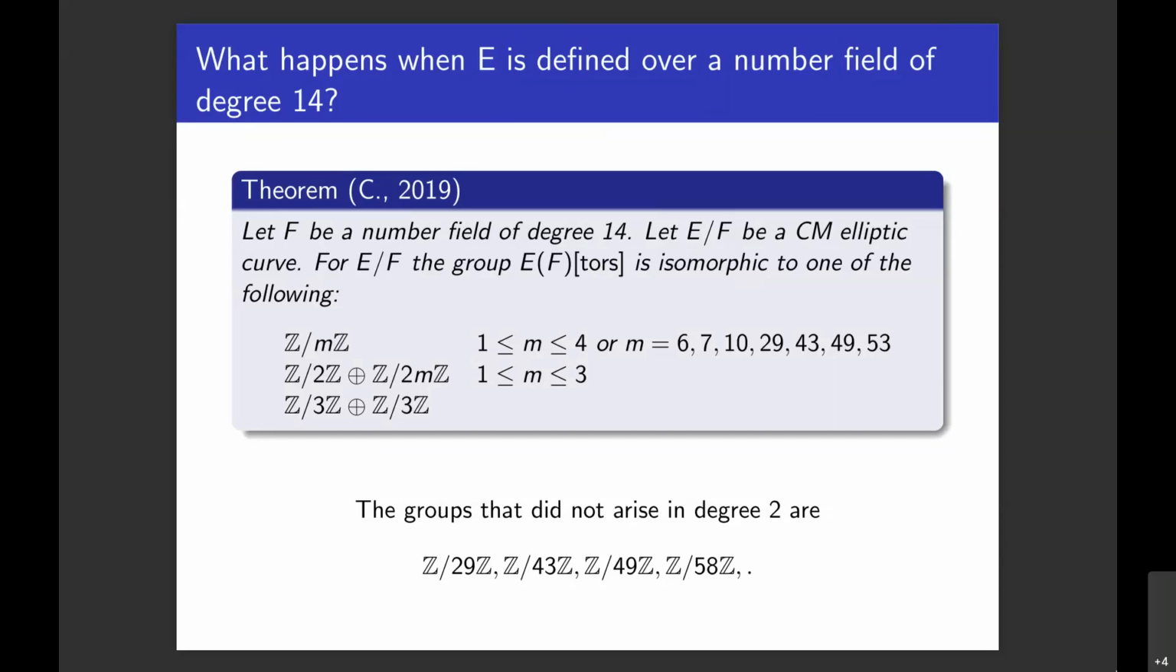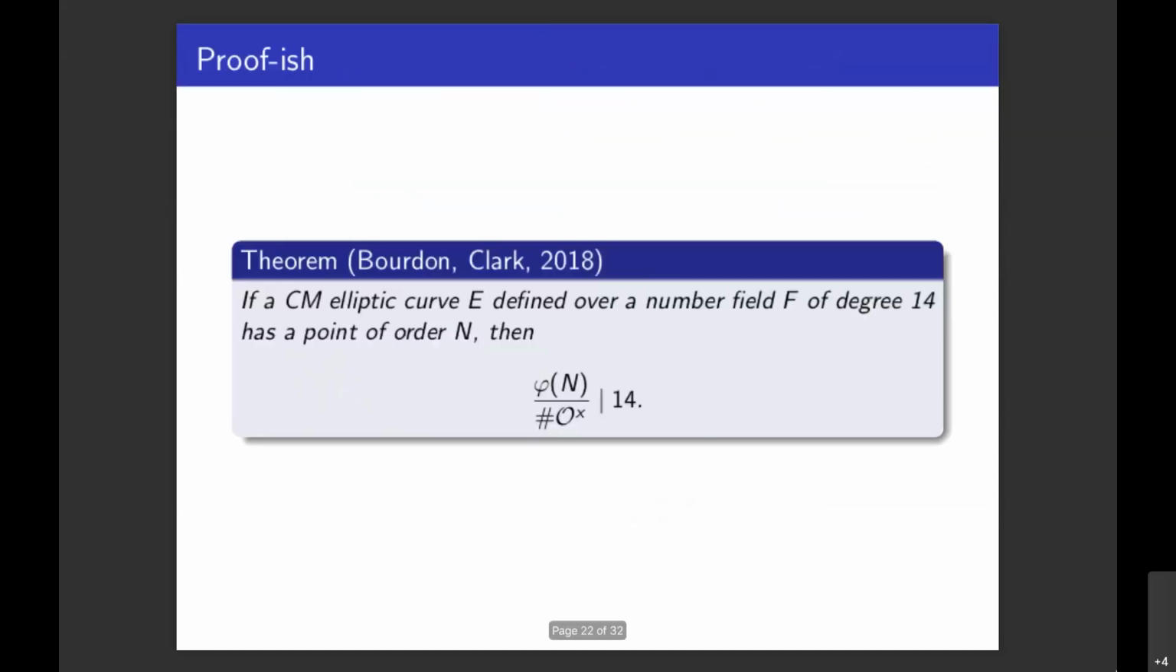So instead of listing all of the possible torsion where some of it occurred in earlier degrees that divide 14, so 2 and 7, I'm just going to list the new ones. So how did we do this? I call this my proof-ish.